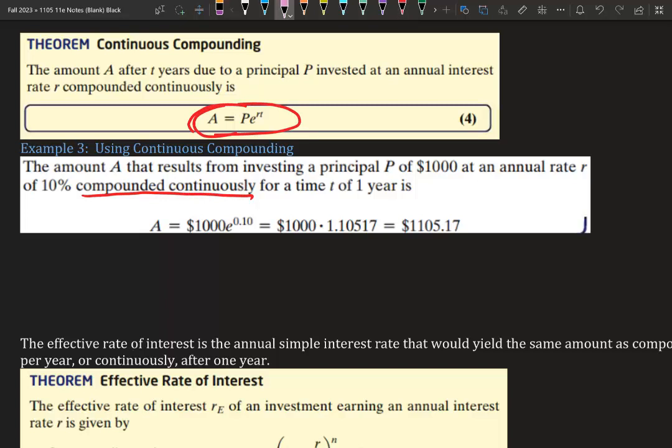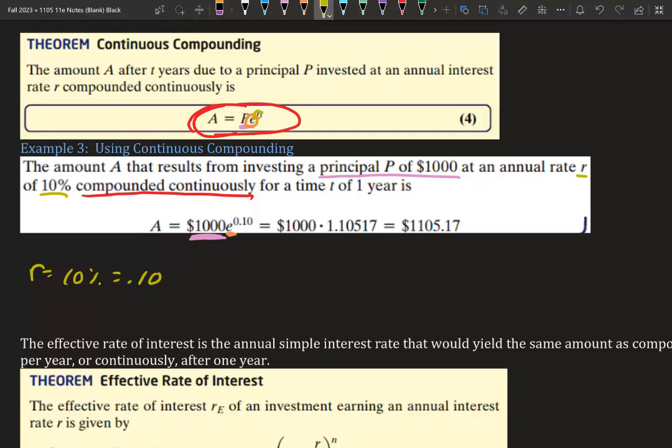Because we know to use this formula, we only need a couple things. We need our P, which is our principal, and that's $1,000, times e. Remember, e is not a variable, it just represents a number, so we just leave e as e. We have our R, that's your rate, and this is a rate of 10%. So if our rate is 10%, we know that's 0.10. You can say 0.1 as well, they mean the same thing.